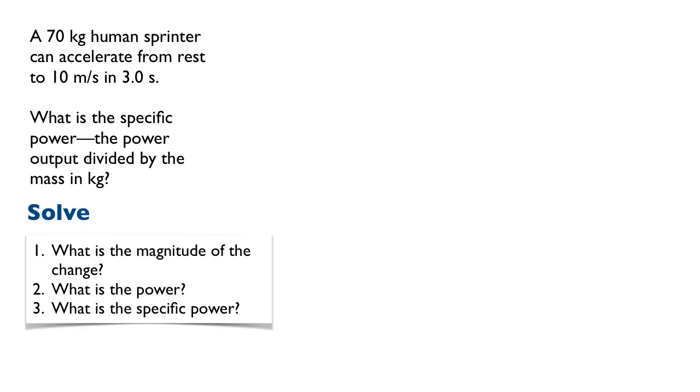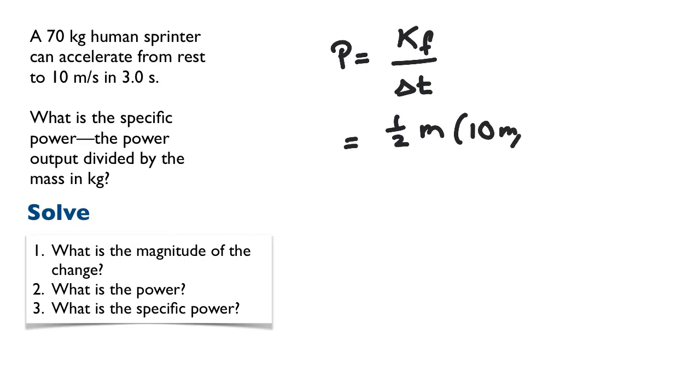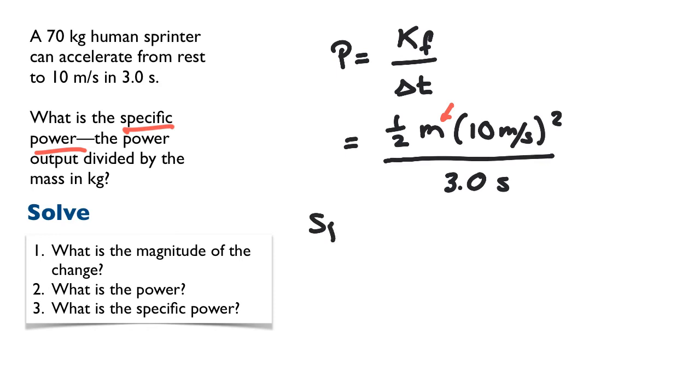And if we do that as our solve step, okay, the power is just equal to the final kinetic energy divided by the time interval. Okay, that's equal to 1/2 times the mass times the speed squared. And the runner accelerates to 10 meters per second. So it's (10 meters per second) squared. And we divide that by the time interval. And the time interval is just 3.0 seconds. But I wasn't looking for the power. I'm looking for the specific power, the power output divided by the mass in kilograms. And so you see cleverly, I've just left the mass as m in this equation.